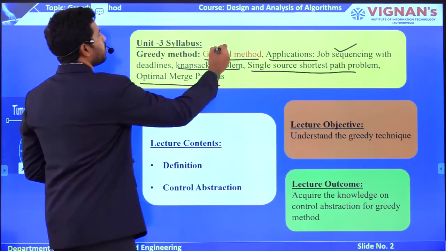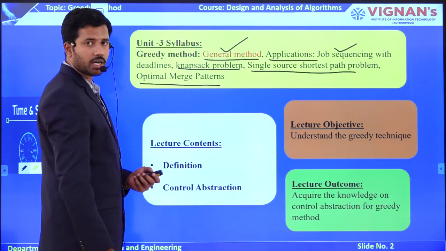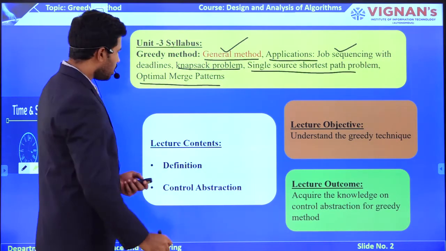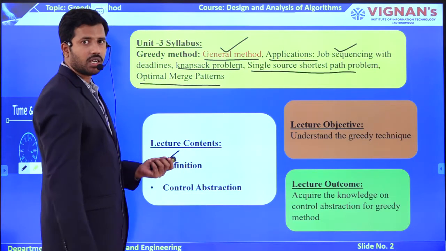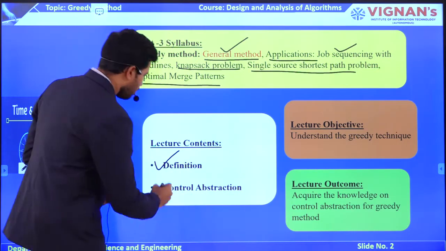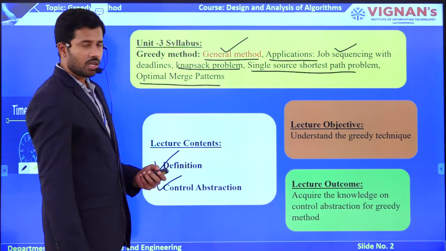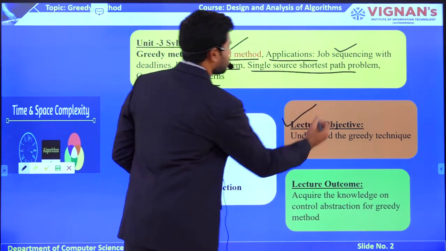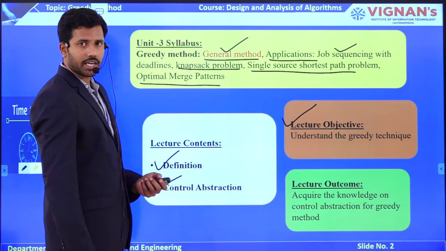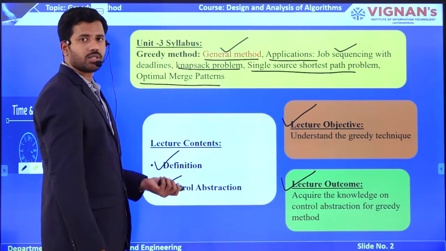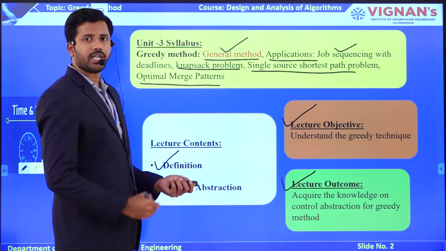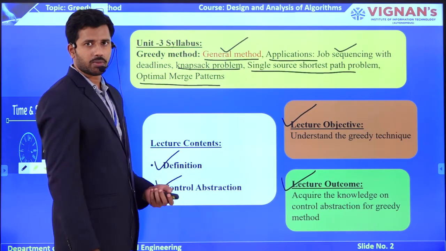In the current lecture we are going to cover the general method, nothing but the control abstraction for greedy method. The main contents of this lecture are, first of all, the definition of greedy technique, followed by control abstraction. The main objective of this lecture is to understand the greedy method, and the main outcome is that you will have knowledge of how the greedy technique works to solve a particular problem.